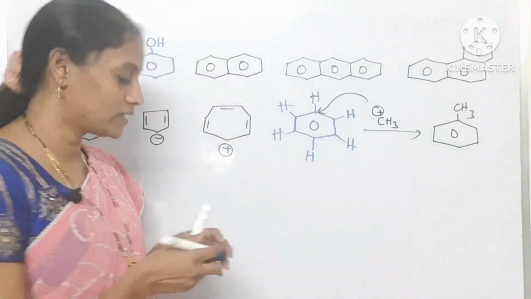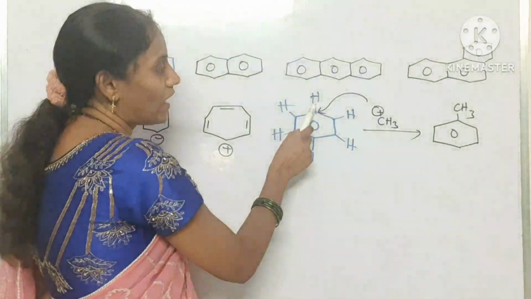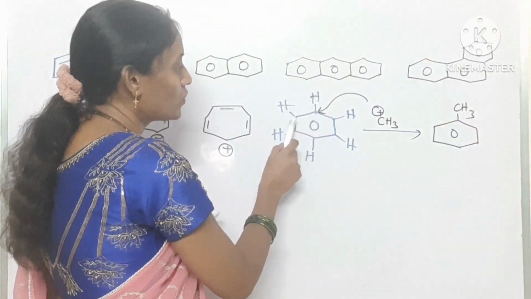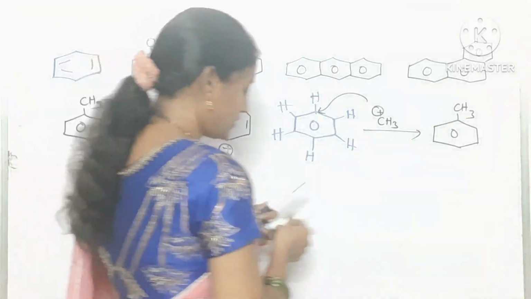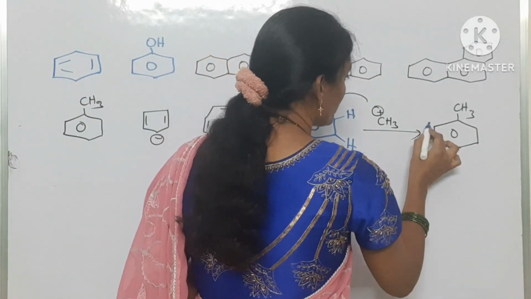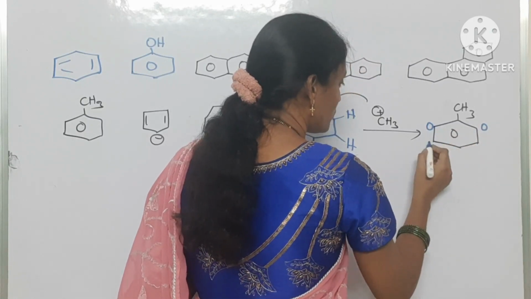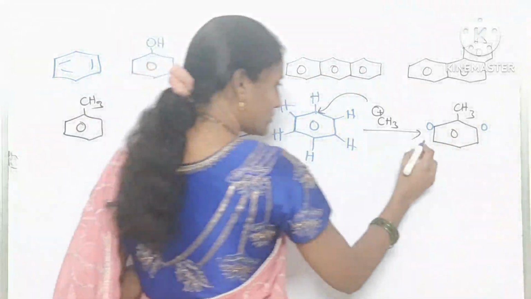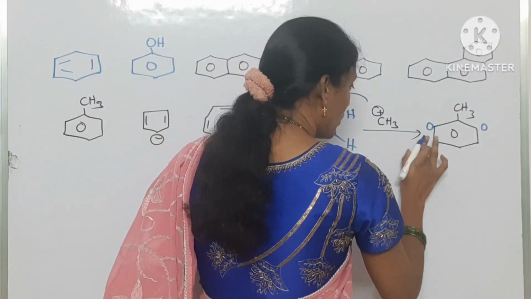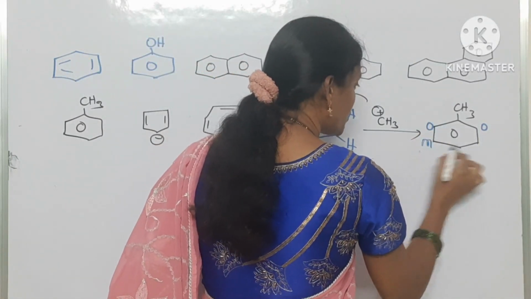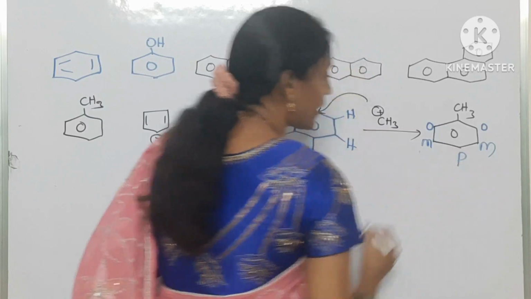The reason is, see here, this hydrogen is already substituted. So this hydrogen and this hydrogen are similar with each other. This hydrogen and this hydrogen are similar with each other, so we can call these 2 positions ortho. And also this hydrogen and this hydrogen are similar, we can call these positions meta positions, and this one is the para position.